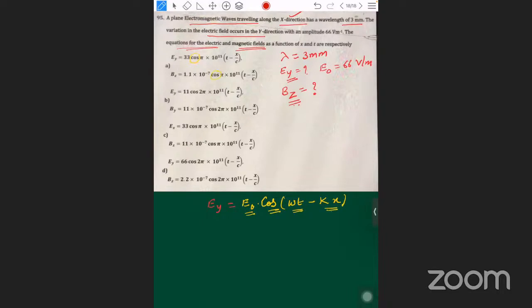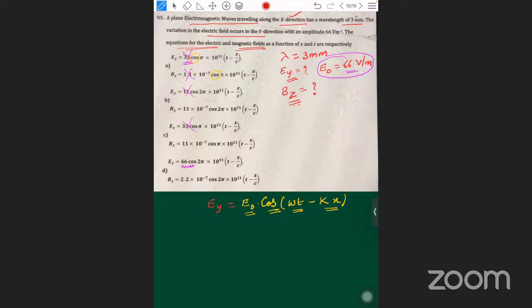Sir, why kx? Because k is related to the velocity of the wave which is traveling along the x-axis. So it is kx. And you can guess easily, students, here the amplitude of the electric field is given as 66 volt per meter. This is not there. Here also not there. Here also not there. But look at option D. Option D is having 66, amplitude of the electric field 66.